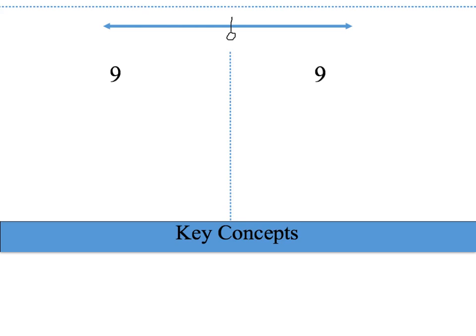Let's start with 0 in the center. If we move to the right of 0, then we know that our numbers are getting larger. However, if we move to the left of 0, then we know that our number is getting smaller.